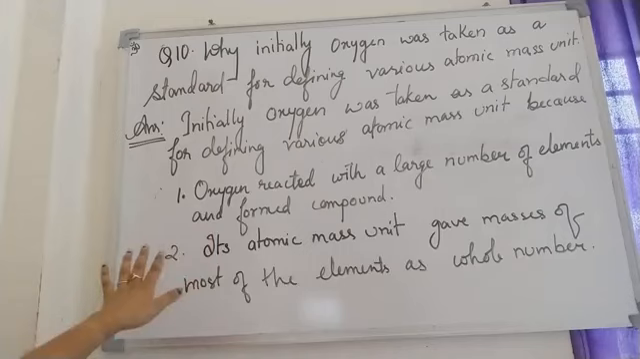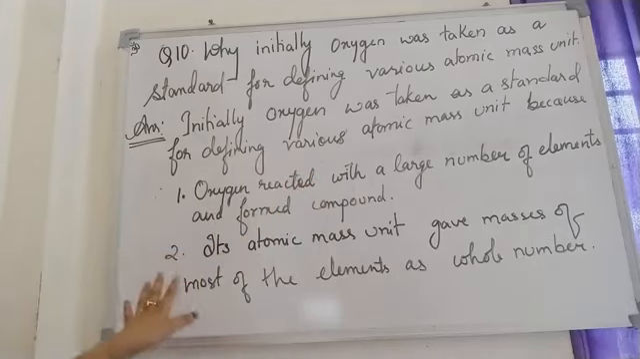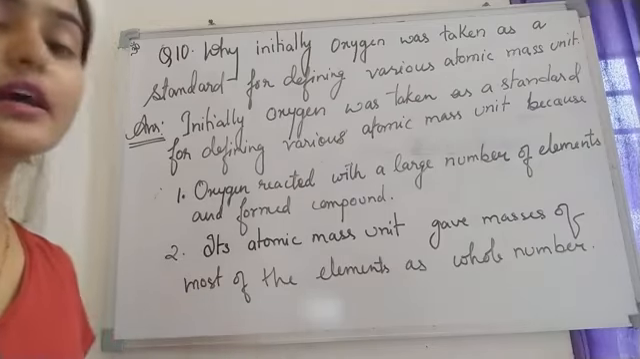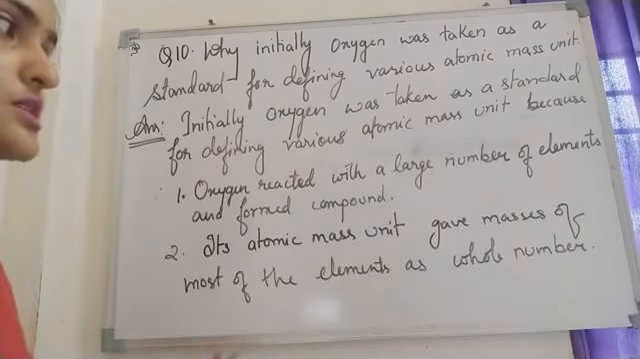The first reason was oxygen reacted with a large number of elements and formed compounds. This was the first reason. And secondly, its atomic mass unit gave masses of most of the elements as whole numbers. That means while taking oxygen as a standard, the atomic masses of other elements were obtained as a whole number, so it was considered initially.